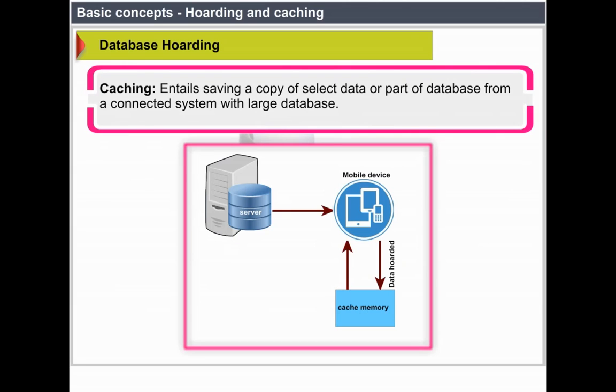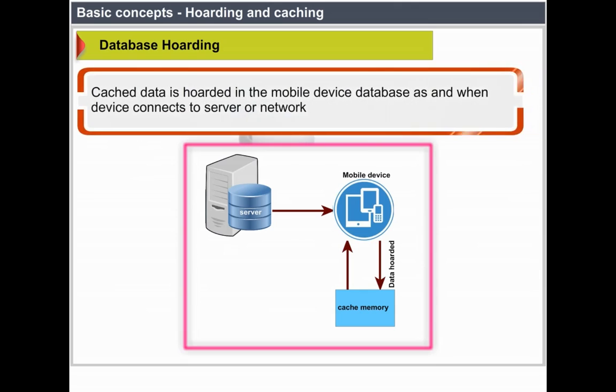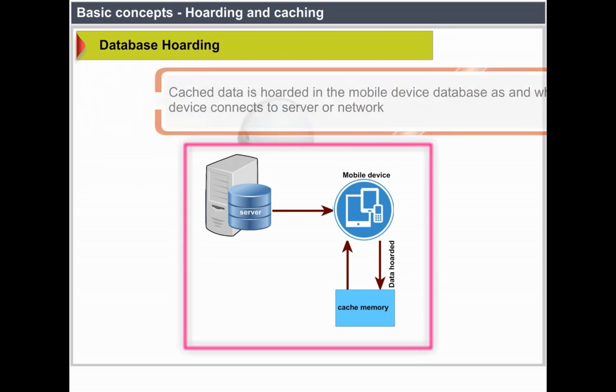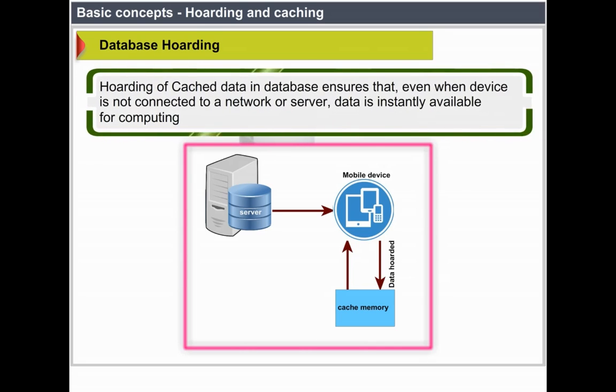Caching entails saving a copy of select data or part of a database from a connected system with a large database. Cached data is hoarded in the mobile device database as and when the device connects to the server or network. Hoarding of cached data in the database ensures that even when the device is not connected to a network or server, data is instantly available for computing.